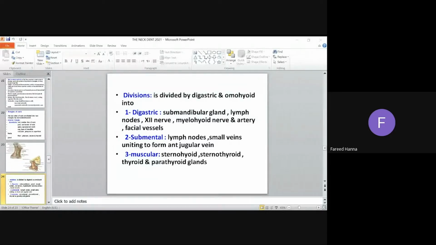The submental triangle, between the two anterior bellies of digastric and the hyoid bone, with the anterior median line, contains submental lymph nodes and small veins uniting to form the anterior jugular vein, the beginning of the anterior jugular vein. The muscular triangle below contains sternohyoid, sternothyroid, and thyrohyoid muscles. Deep to it lie the thyroid and parathyroid glands. Number 4 is the carotid triangle.